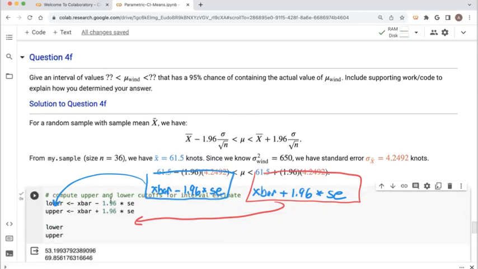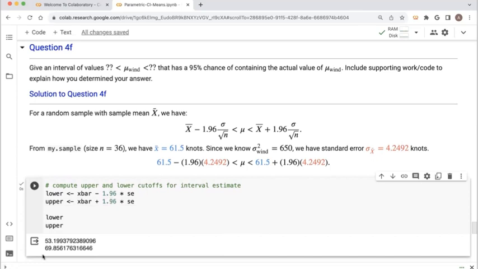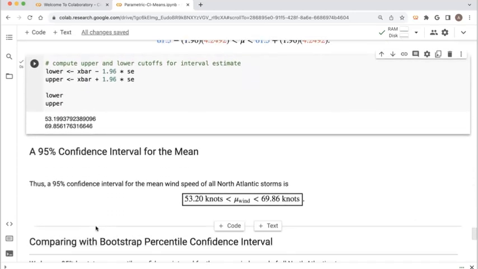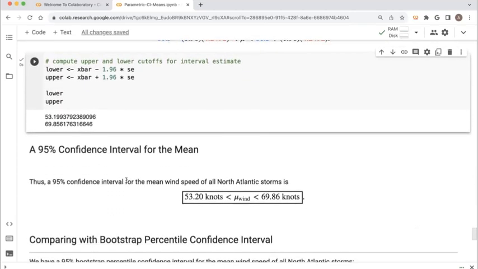And running this code cell, we can see we get the following output. My lower cutoff is about 53 knots, 53.2 knots, and my upper cutoff is almost 70 knots, 69.86 knots to be precise. So we have a 95% confidence interval for the mean that we got using the central limit theorem, which again is 53.2 knots up to 69.86 knots.